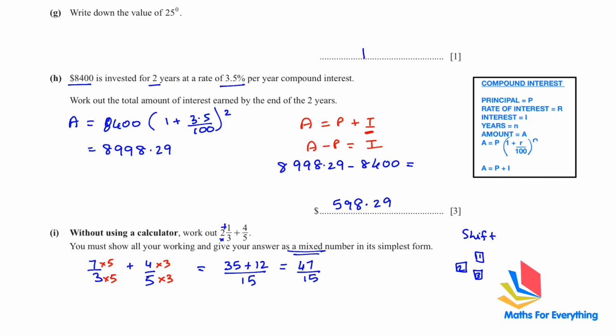We have to change it to a mixed number. Again, you can use your calculator. Put this number in the calculator, press equal, and then press the shift, the SD button which is before delete, and you will get the answer as 3 2 over 15. I hope you have understood how to solve this.